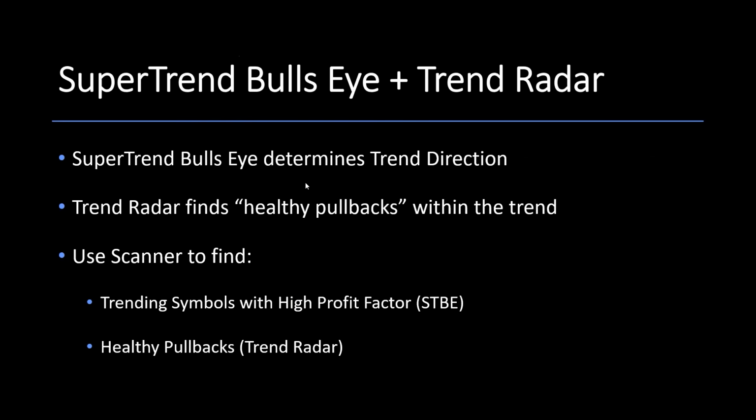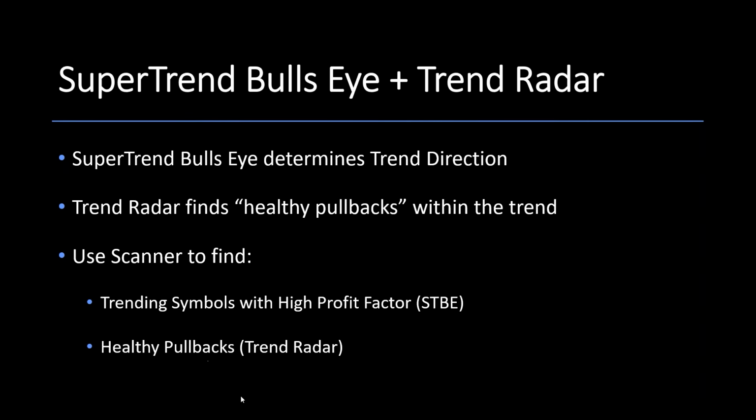So let's see, how can we now combine SuperTrend Bull Eye with this Trend Radar indicator? Well, what about the following? We use SuperTrend to determine the trend direction, and then we use Trend Radar to find healthy pullbacks. And best of all, this is not going to be manual. We are going to use the MetaStock scanner to do exactly this. We're going to scan for trending symbols with a high profit factor of SuperTrend Bull Eye, and then I'm going to use Trend Radar to find which of these actually are currently in a healthy pullback state.